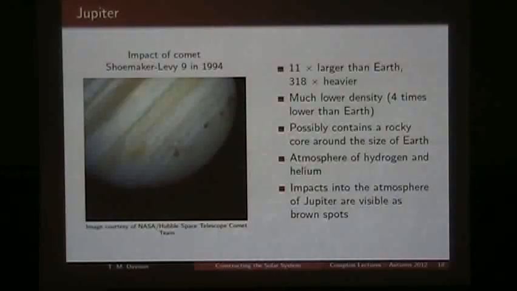Jupiter, even, we can see evidence of impact on its surface. If you remember back to 1994, when the impact of the comet Shoemaker-Levy 9 on the surface, we saw all these marks as a trail of comet debris impacted into the surface of Jupiter.